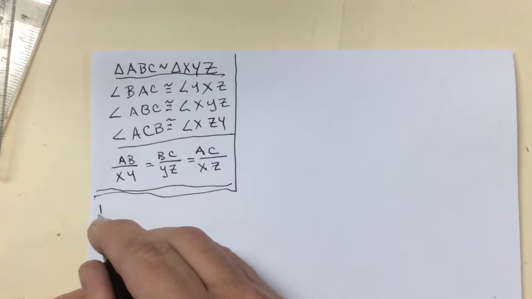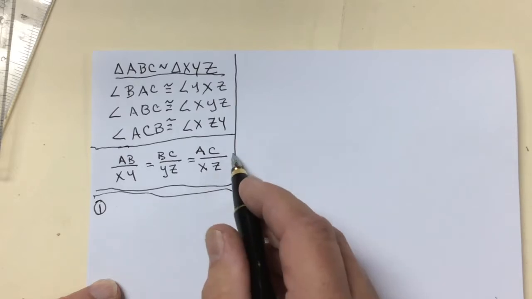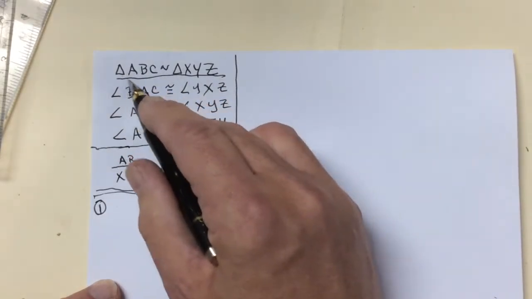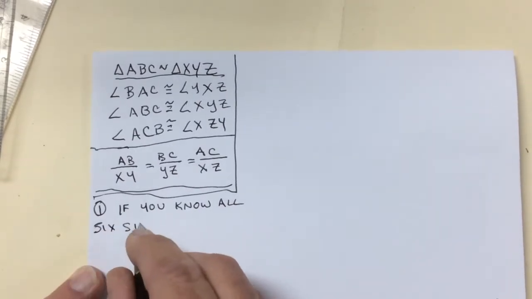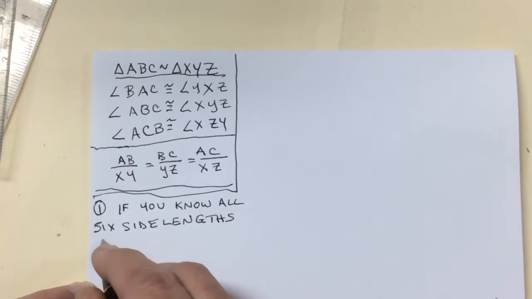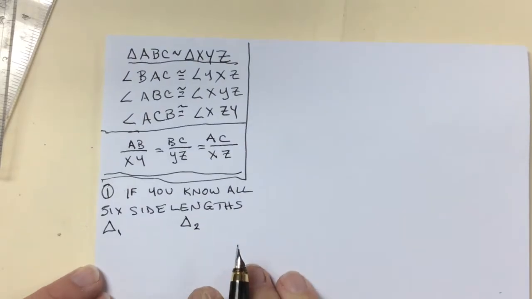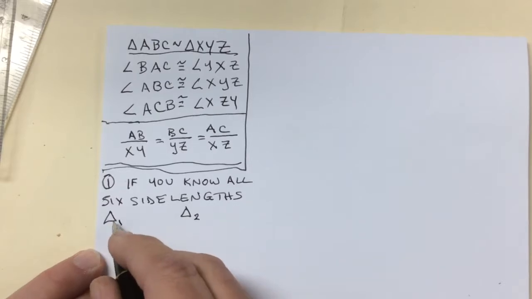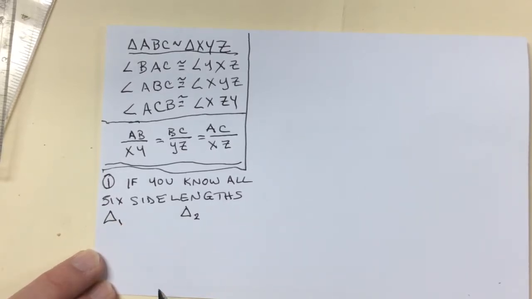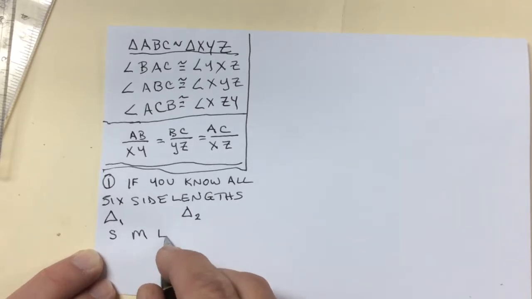Well, here's the first thing. If you're just looking at the sides and you don't know anything about the angles, and you know all 6 side lengths, you've got triangle 1 and triangle 2, and you know all 6 of their sides, what does that mean? That means there's going to be one that's small, one that's medium, one that's large. Right? So small, medium, and large for number 1.